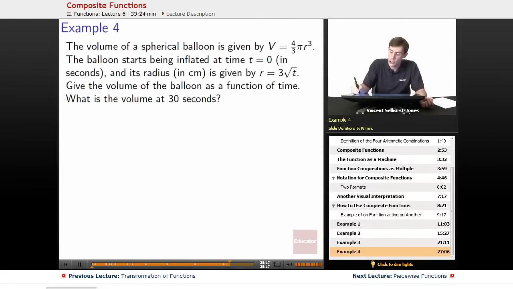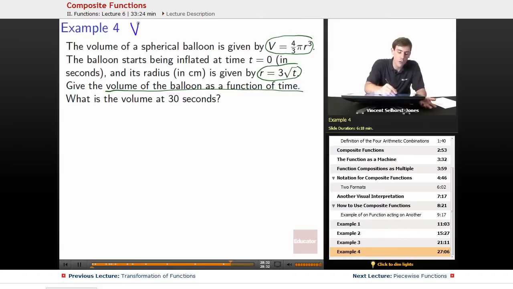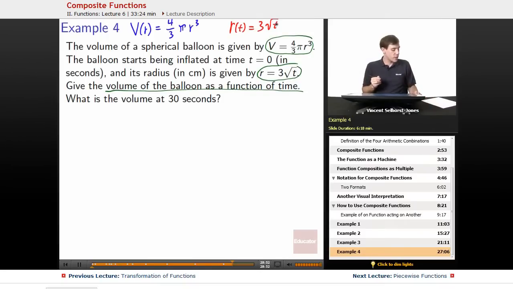All right, so first thing we need to do is give the volume of the balloon as a function of time. Well, first off, right now, v equals 4/3 pi r cubed and r equals 3 root t are not actually functions, but we could easily turn them into functions. So volume is really just a function of radius, because the only thing that can vary in there is the radius. So it's 4/3 pi r cubed. Simple function. And radius is a function of time, 3 root t.